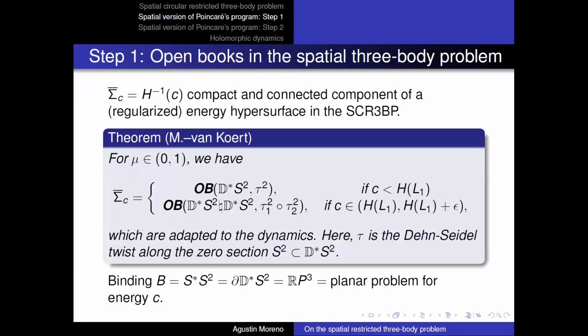Sorry, what is convex then? Strictly convex as a hypersurface in R4. Maybe you should think of it this way: there's a Hamiltonian, and this is the zero level set of the Hamiltonian, and the Hessian of the Hamiltonian should be positive definite on the hypersurface.